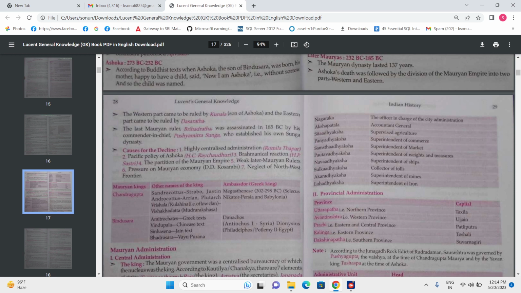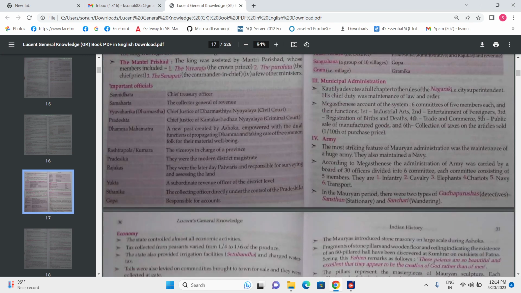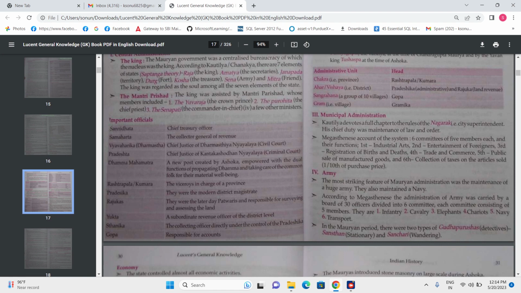These are not that important. The important things are the Saptang theory and Mantri Parishad. Among important officials, I think the Chief Treasury Officer Sannidhata, the Collector General of Revenue Samaharta, these two are also important. Then Chief Justice of Dharmastha Nyayalaya Vyavaharika, Pradeshta, Chief Justice of Criminal Court, and then Dhamma Mahamatra.